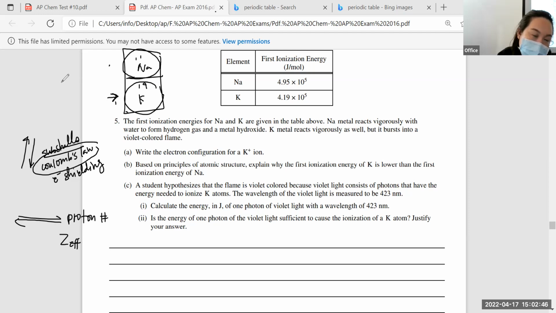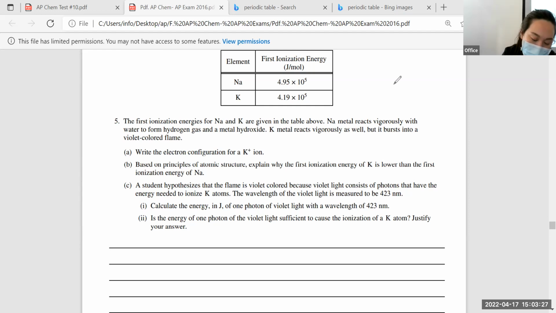Because that valence electron is on a greater subshell, that means it's further away from the nucleus, right? Coulomb's law, distance increases, attraction decreases. Therefore, it's easier to remove that one valence electron from K than it is from Na, right? I think K, the valence electron is 4s1. This guy is 3s1, right? Because 4s1 is further away from the nucleus, it is easier to remove than 3s1. Right, 1 point. You have to have some sort of justification.